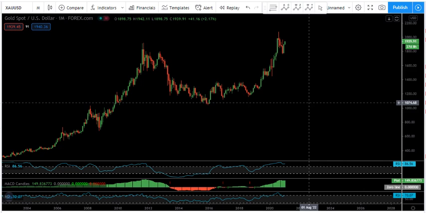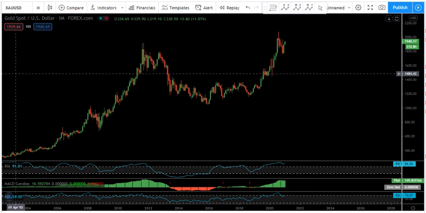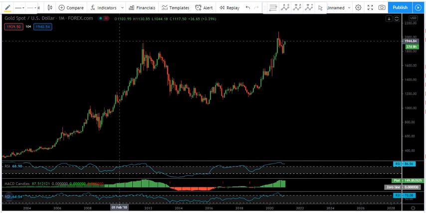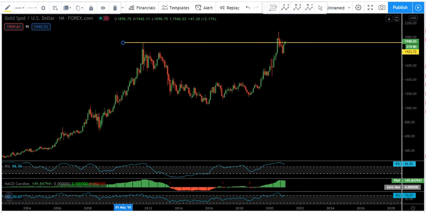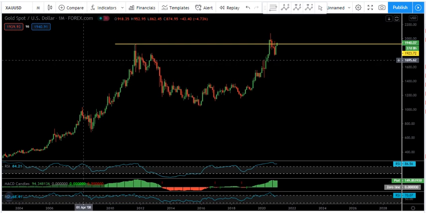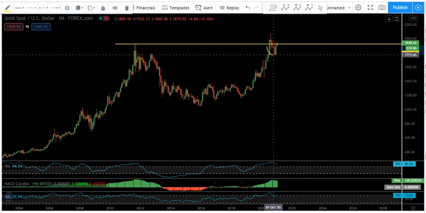Gold, now we are based on the monthly chart. We want to analyze the chart and see how we can trade for this year. As you can see, for gold, based on the monthly chart, the price broke this high, the previous high. Now the question is, as you can see, we have the correction here.